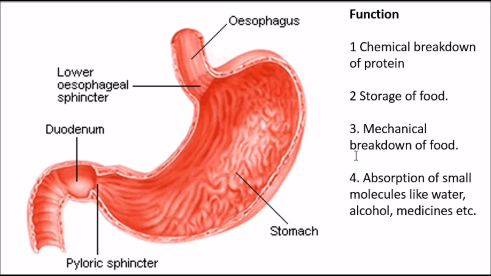You can absorb small molecules, like I said, like water, alcohol, medicines. If you suddenly fill your stomach up with alcohol, you'll feel drunk quite quickly. And the reason for that is because small molecules like alcohol can move directly through your stomach wall and into your bloodstream. So that's a very quick way of getting drunk.